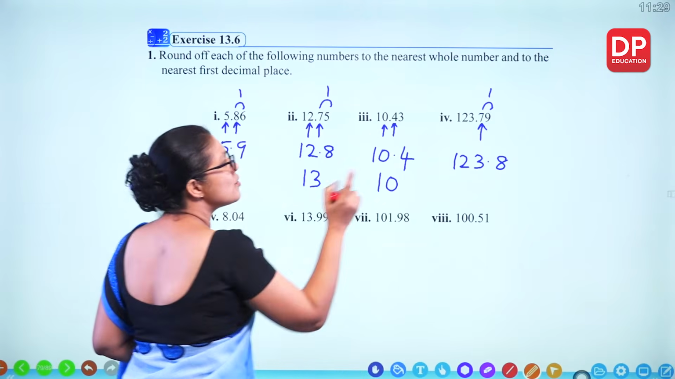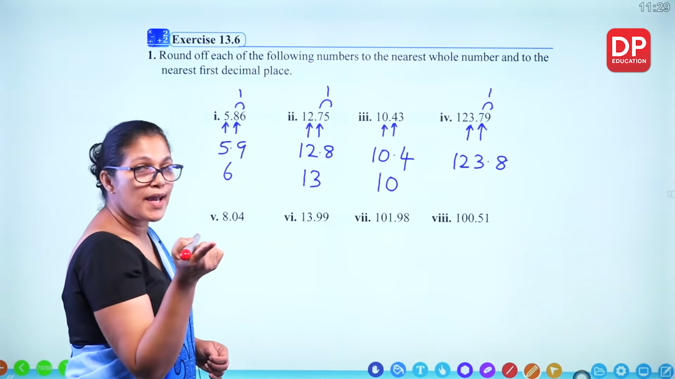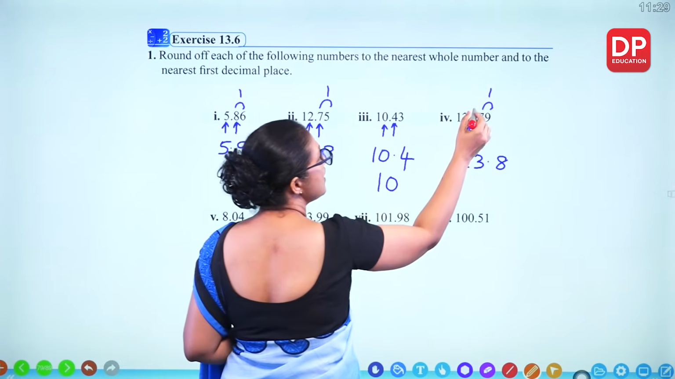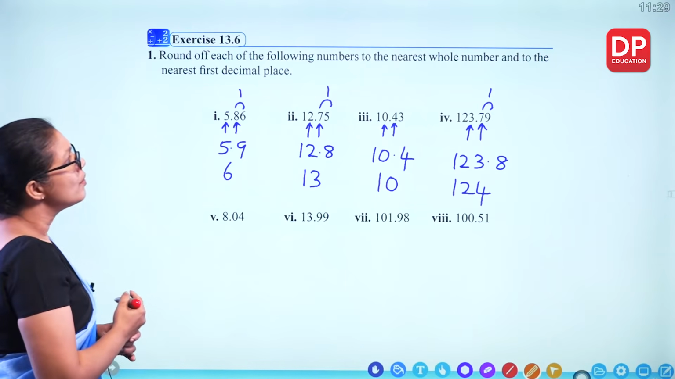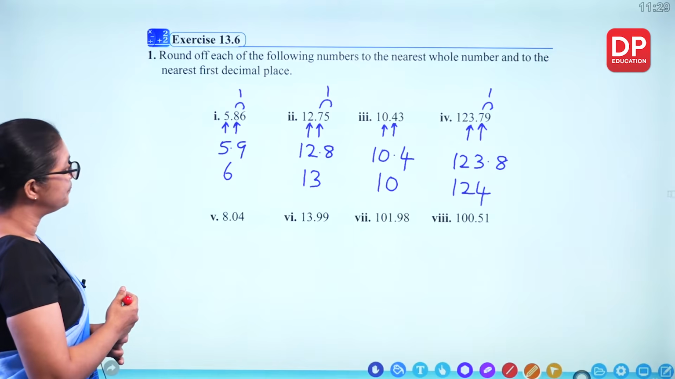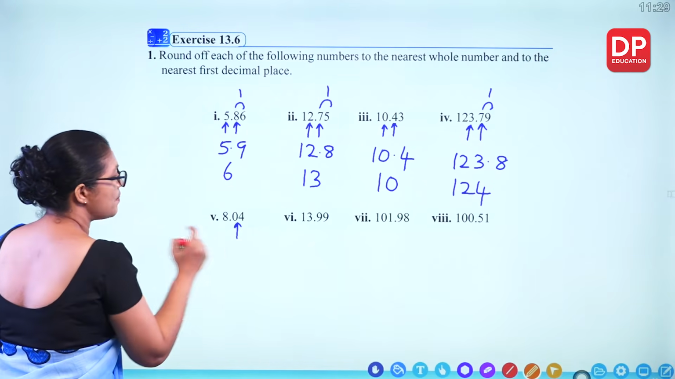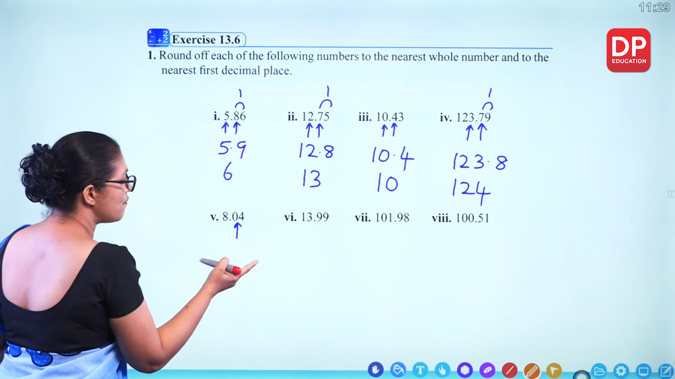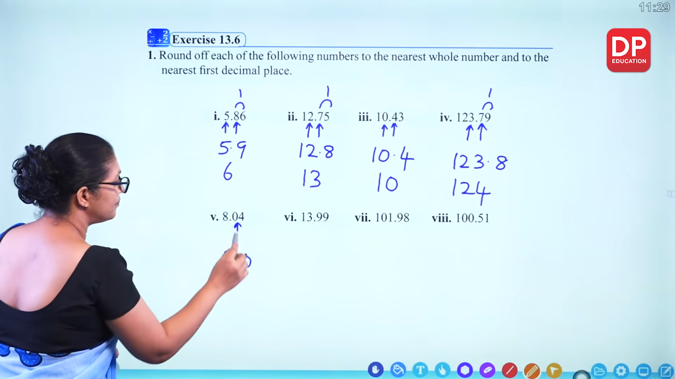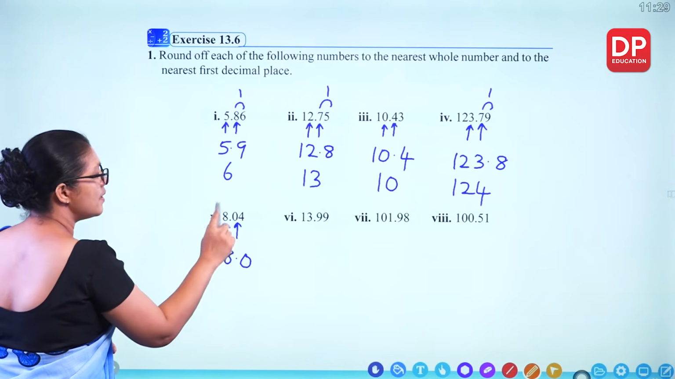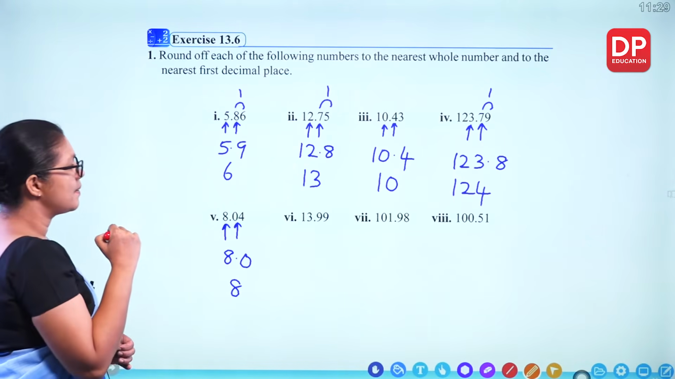123.8. To the nearest whole number, the next digit is more than 5, so you need to add 1 here. So 124 is the value to the nearest whole number. 8.04. This is the first decimal place. The next digit is less than 5, so we don't add. To the nearest whole number, the next digit is 0, less than 5, we don't add.